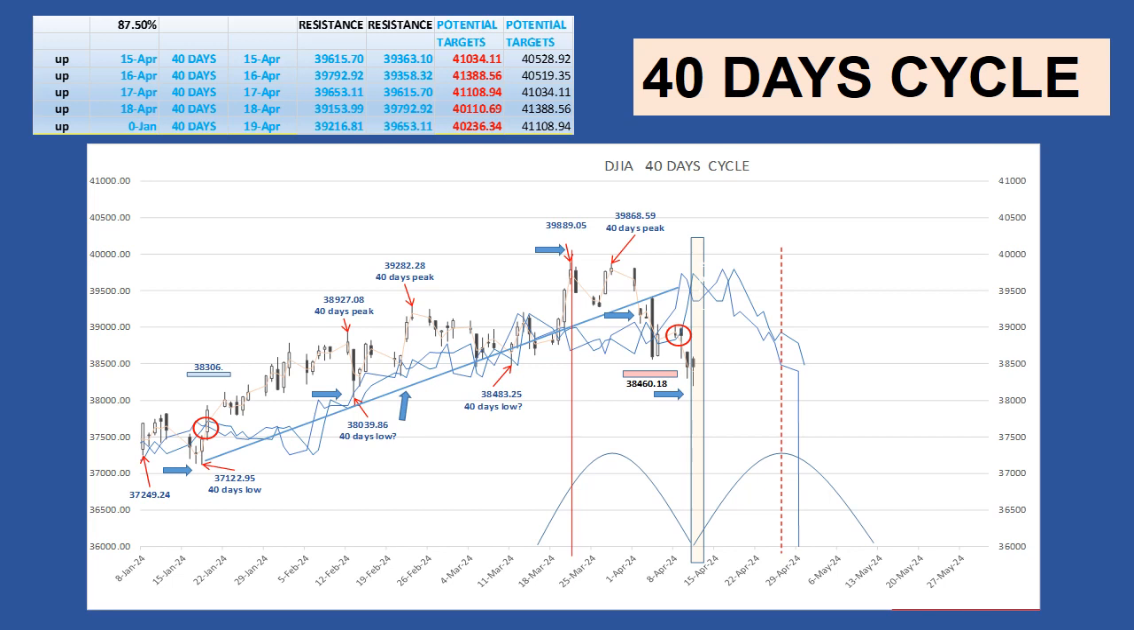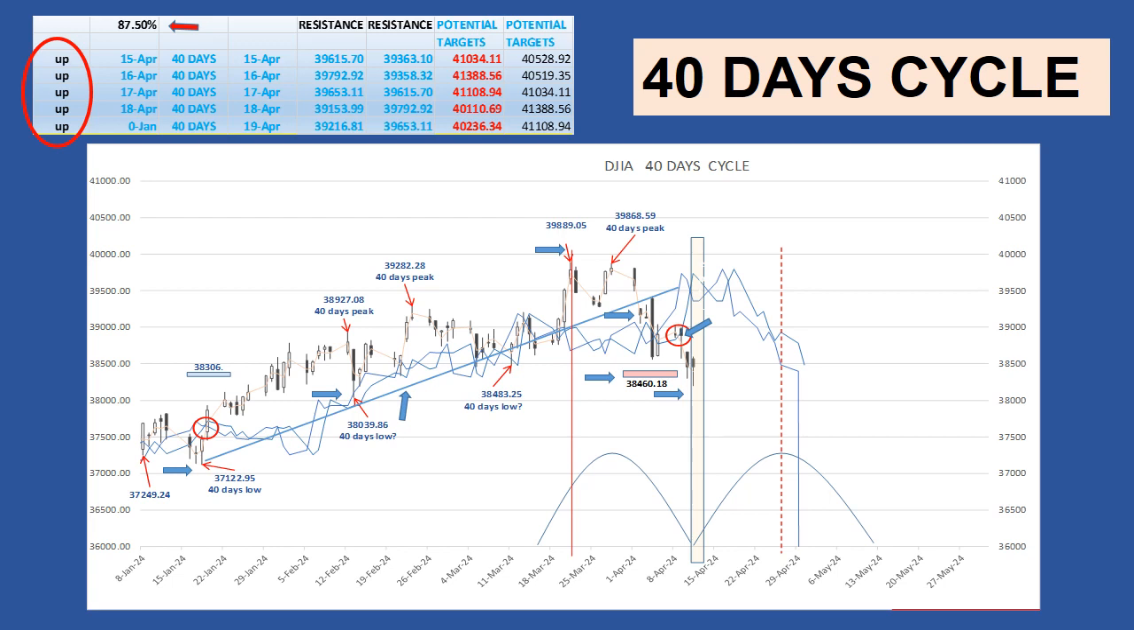On April 9th, the Dow Jones Industrial Average crossed below its cycle line. The crossing occurred at 38,871, giving a potential target at 38,460, or 410 points, or 1.06%. With a low at 38,304 on April 10th last week, the Dow Jones Industrial Average made its target. The success rate is 87%. The cycle trend is up for now.